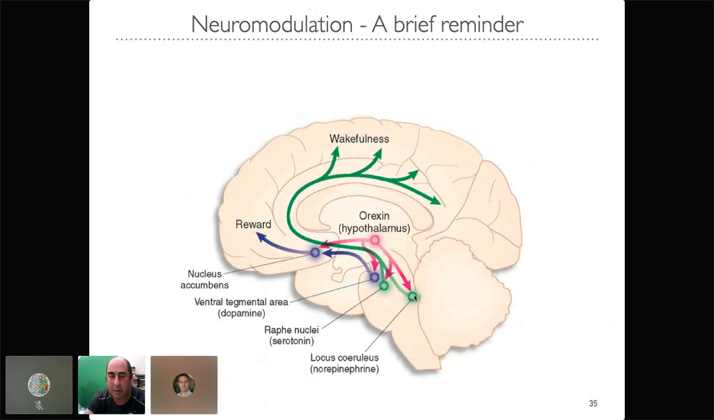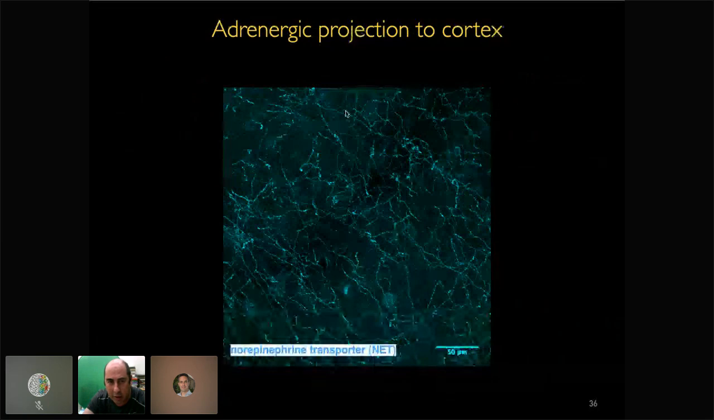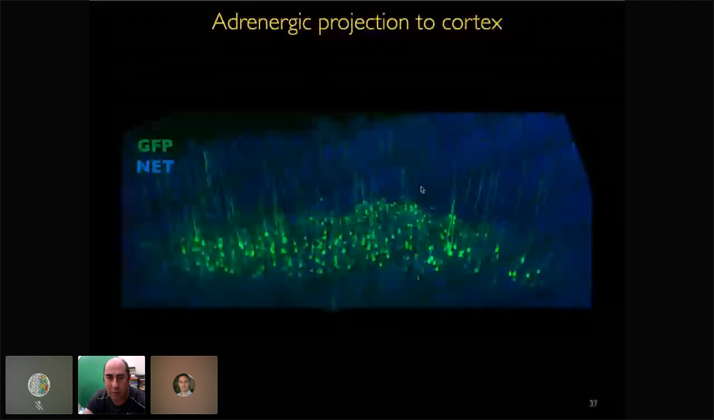It's a brainstem nucleus, and it projects everywhere in the cortex. And if you look in the cortex at the axons of norepinephrine, you see this very dense mesh of axons. And if you put it together with the neurons, you see that the dendrites and also the somas are never too far away from an axon of norepinephrine.